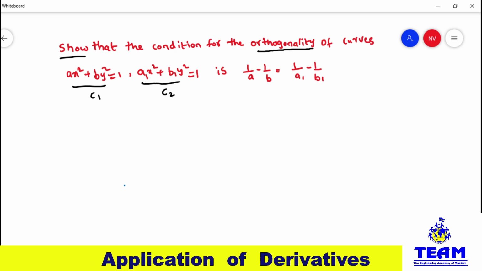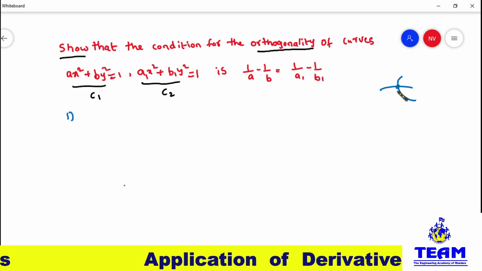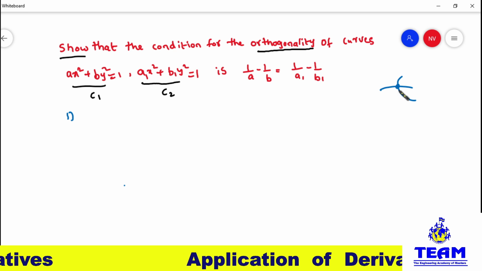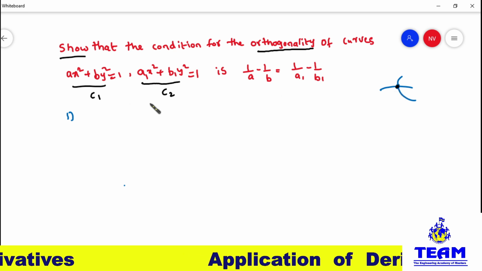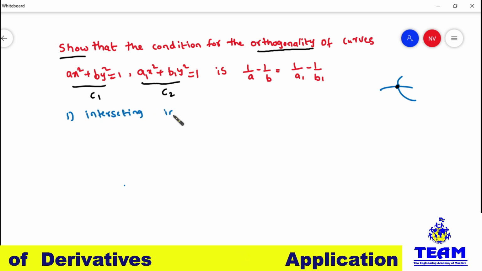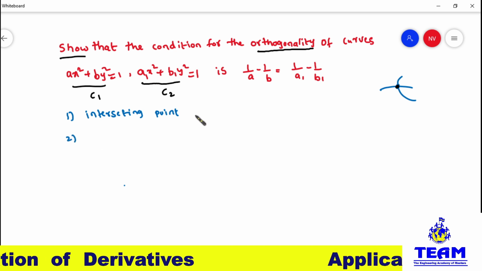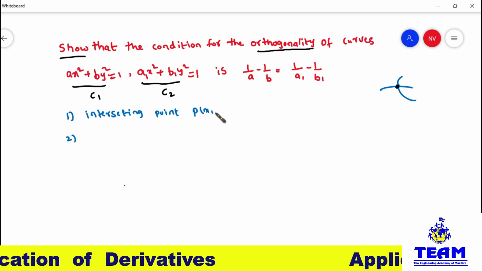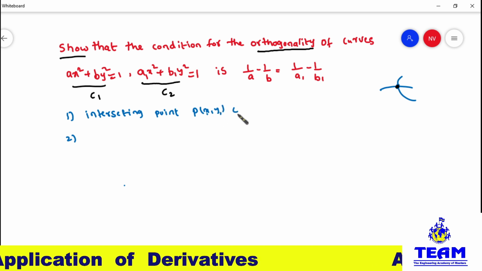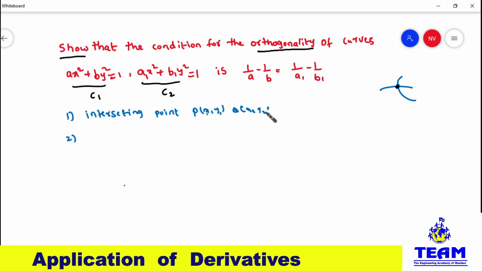So first, how to prove this condition? Friends, we have a working rule. In the working rule, step 1, what we have to do? Suppose C1 curve and C2 curve are there. To prove they are orthogonal, first we need to find the intersecting point. We have to find the intersecting point first. It may occur at more than one point, friends. Second, suppose the intersecting point is P of x1 comma y1, or if it intersects at more than one point, you can take Q of x2 comma y2. Maybe three points.